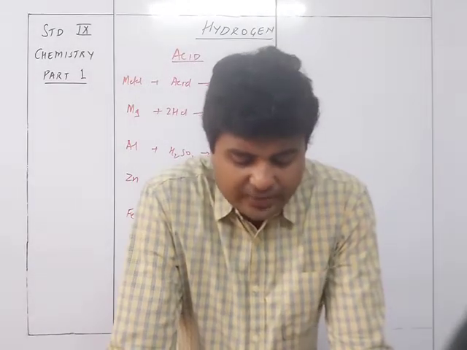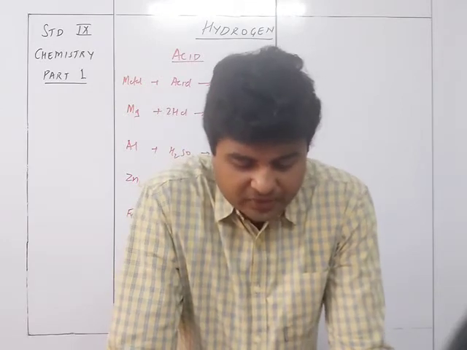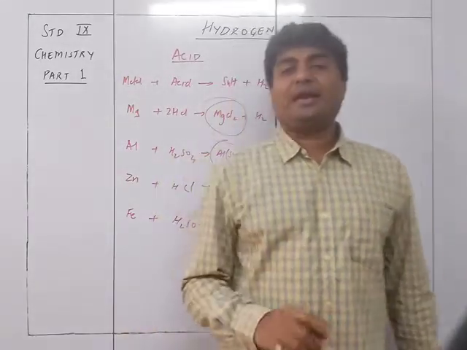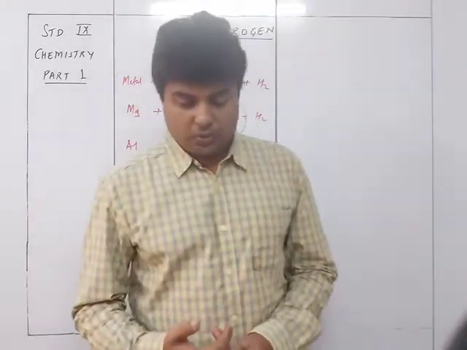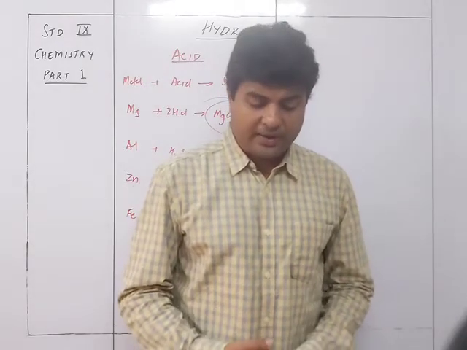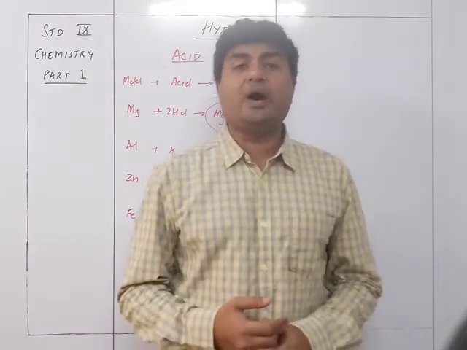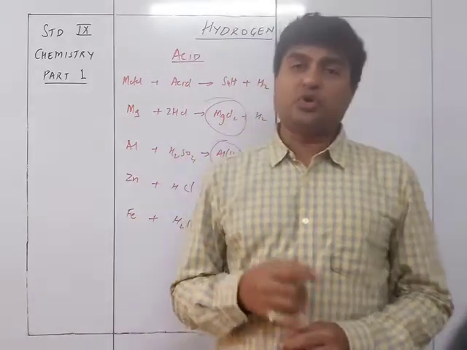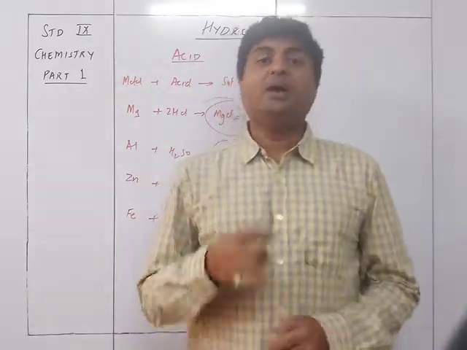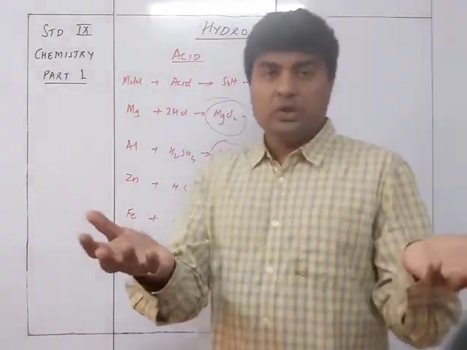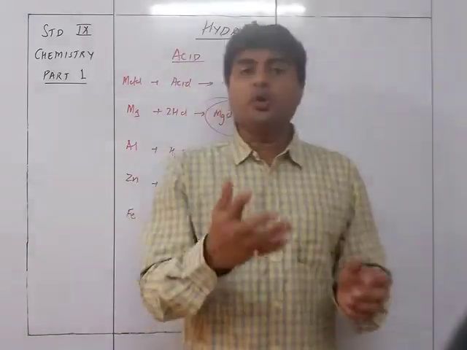Mg, Al, Zn and Fe react with dilute H2SO4 or dilute HCl, forming hydrogen and respective salts. Now here dilute nitric acid will not be used. For preparation of hydrogen from metals, you are not going to use dilute nitric acid because it is a very powerful oxidizing agent. Because nitric acid is a very strong oxidizing agent, the hydrogen which will be formed over here will get oxidized and form water. So you will not get hydrogen.